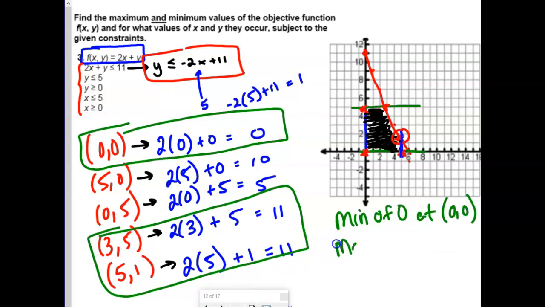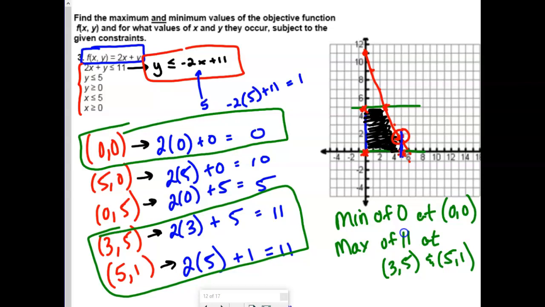And then you have a maximum of 11 at (3, 5) and at (5, 1). So that was a case where we had multiple optimal solution places.